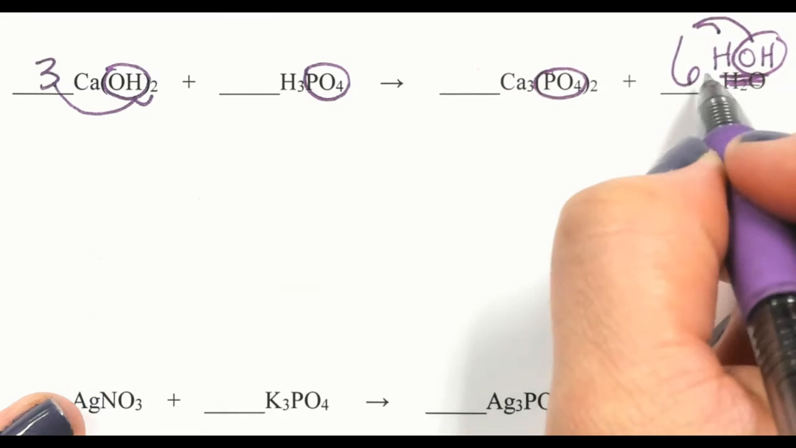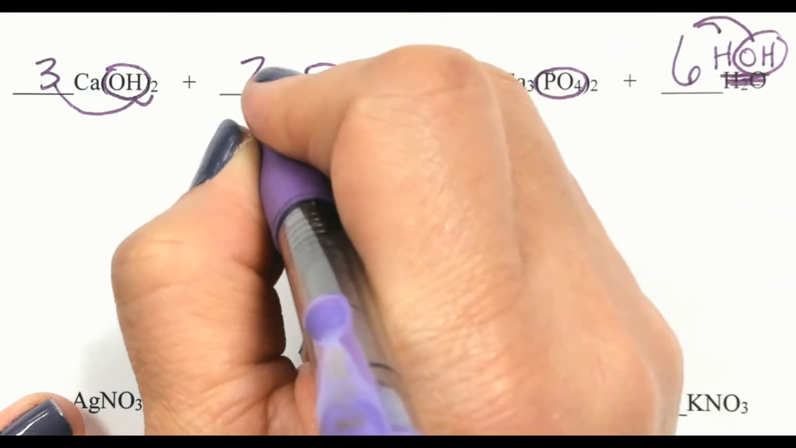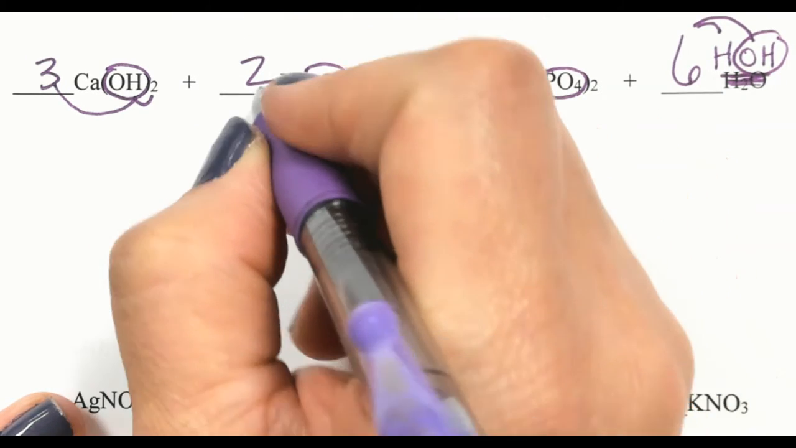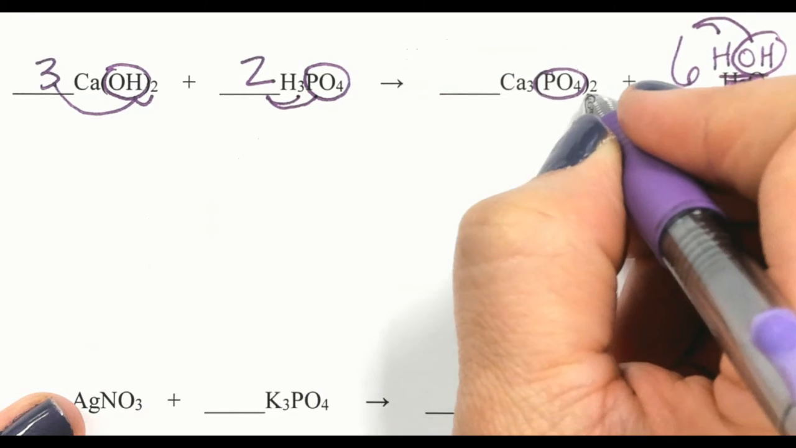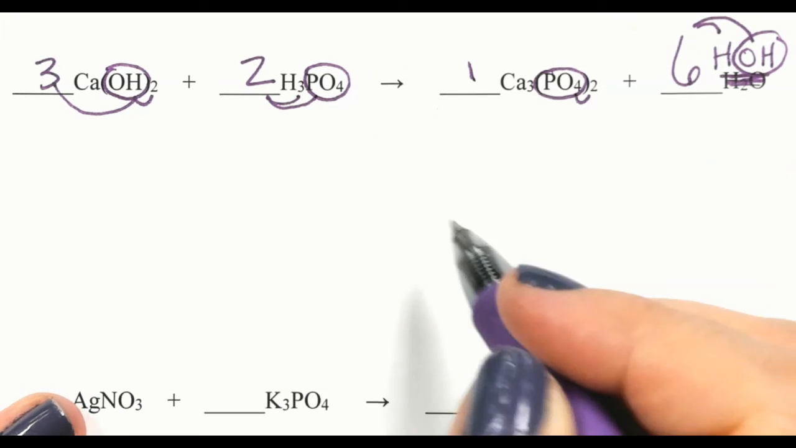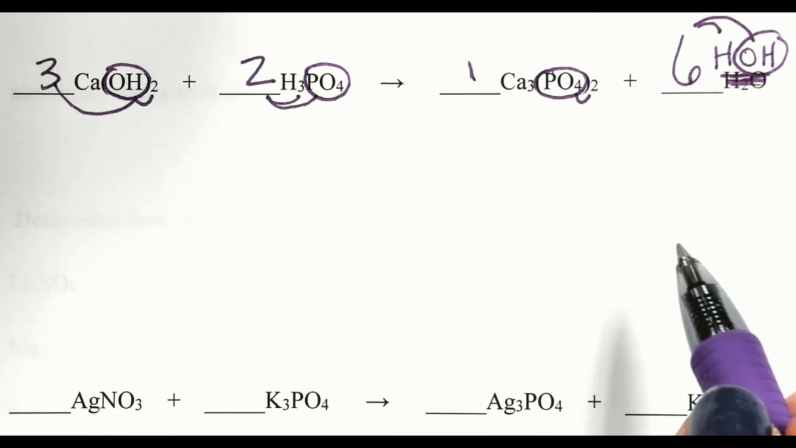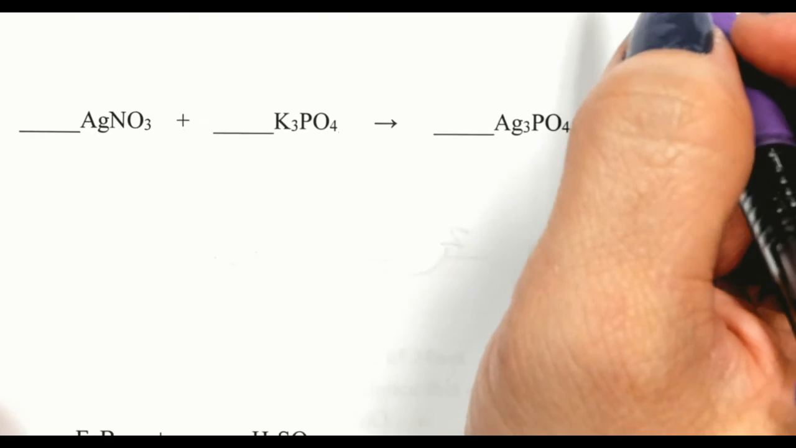3 hydrogen, 6 hydrogens. So we need this. 2 times 3 is 6. And then 2 phosphate, 2 phosphate. So this is now balanced, 3, 2, 1, 6. Number 7, let's do some bundling of nitrate.